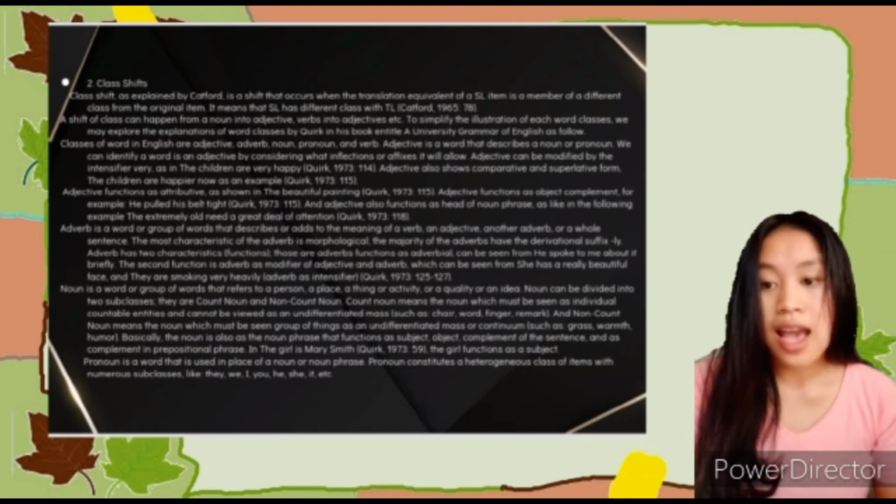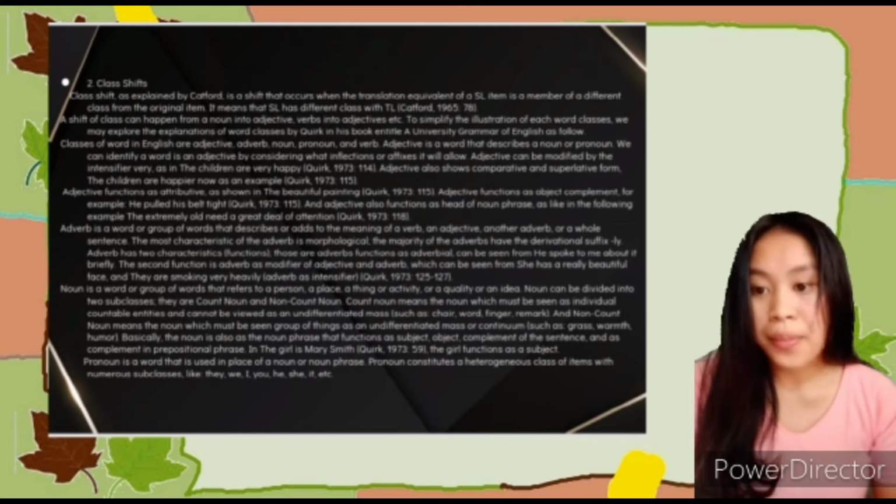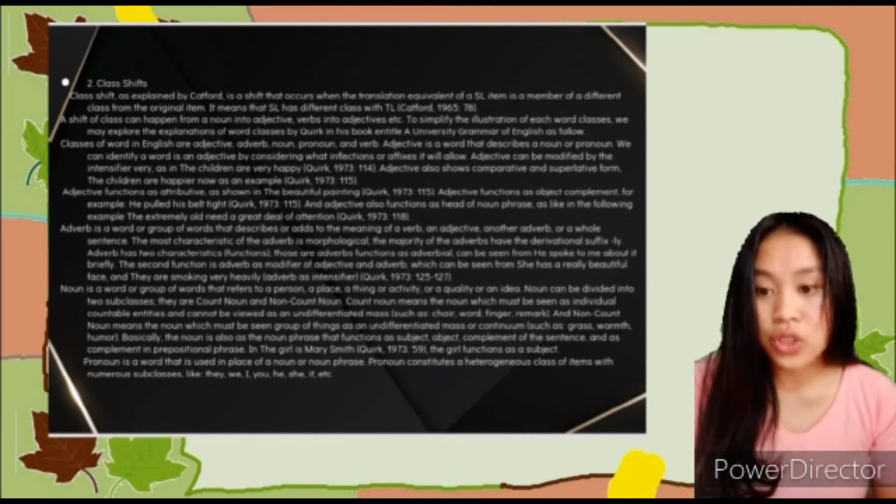The next is adverb. An adverb is a word or group of words that describes or adds to the meaning of a word, an adjective, another adverb, or a whole sentence. The most characteristic feature of the adverb is morphological. The majority of adverbs have the derivative suffix. The adverb has two characteristics or functions.